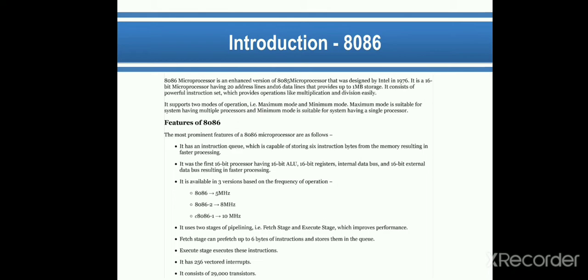It uses two stages of pipelining. One is the fetching stage and the second one is the executing stage, which improves performance. The fetch stage can prefetch up to 6 bytes of instructions and stores them in a queue. The execution stage executes these instructions, which are already fetched by the microprocessor. It has 256 vectored interrupts. It consists of 29,000 transistors.